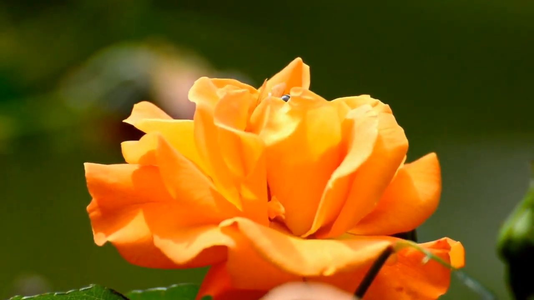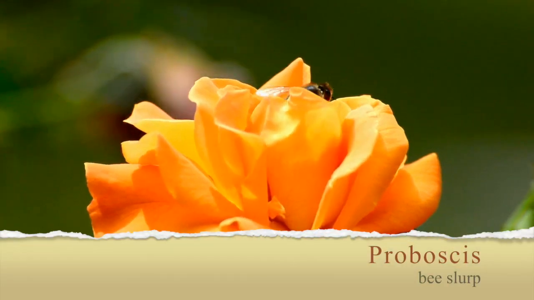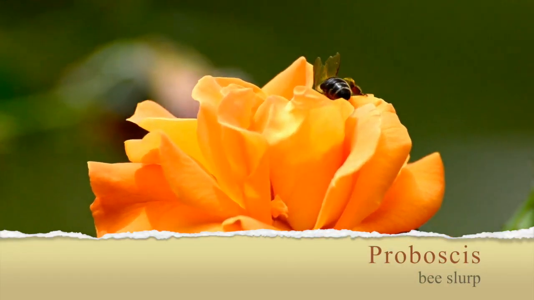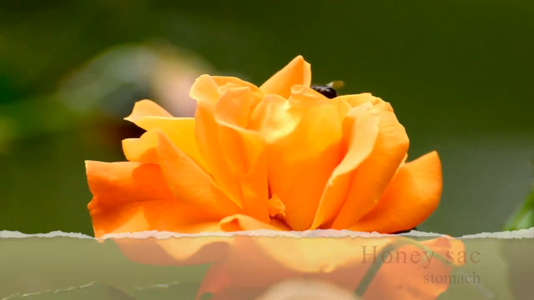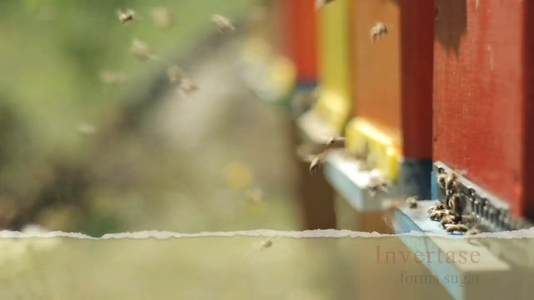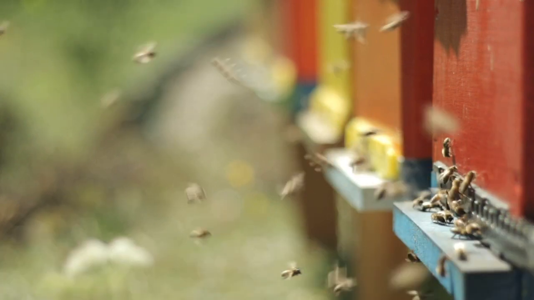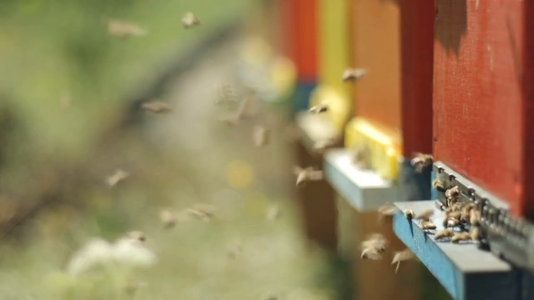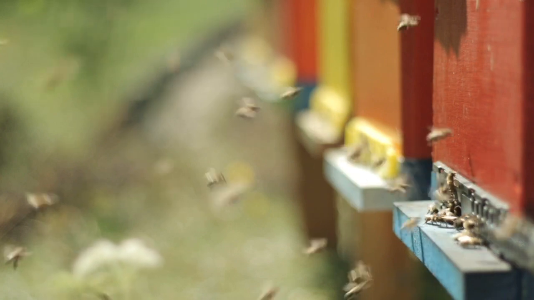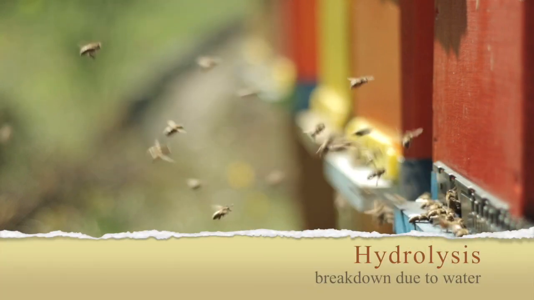As the nectar is gathered using its proboscis, aka tongue, the nectar is passed along the esophagus to the honey sac/honey stomach. In the honey stomach, the nectar is mixed with the enzyme invertase, an enzyme produced by yeast that catalyzes the hydrolysis of sucrose, forming sugar. Hydrolysis is the chemical breakdown of a compound due to reaction with water.